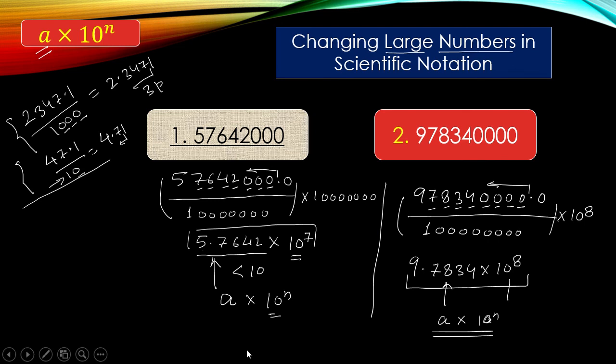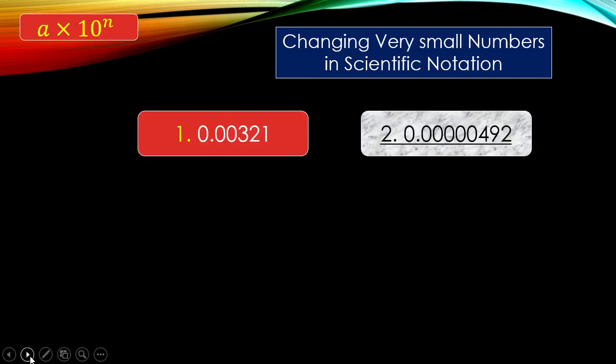Now moving on to the next, here we are finding how to change very small numbers in scientific notation. So first of all, we will see what is the concept to use, how to change very small numbers in scientific notation. Let's see the concept by the example.